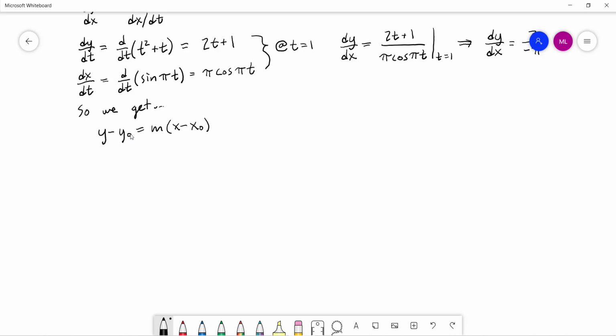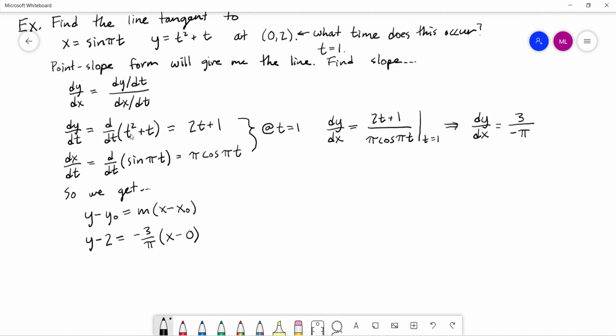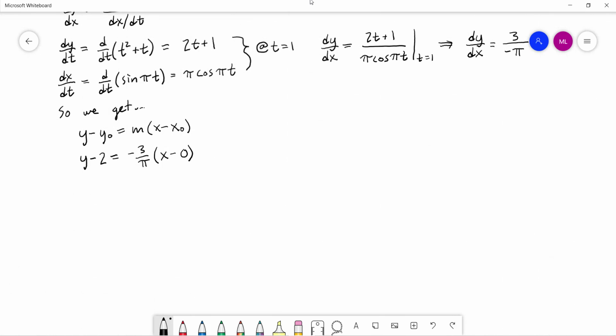So for us, this is y minus 2 equals m, which is negative 3 over pi, times x minus 0. And that 2 and that 0 come from right here. X equals 0, y equals 2. That's where I got my y0 and x0 values, from the one point that we know. And so we can rewrite this in our normal slope-intercept form by adding 2 to both sides, and we can get that y is equal to negative 3 over pi times x plus 2. And there's the equation of our tangent line.